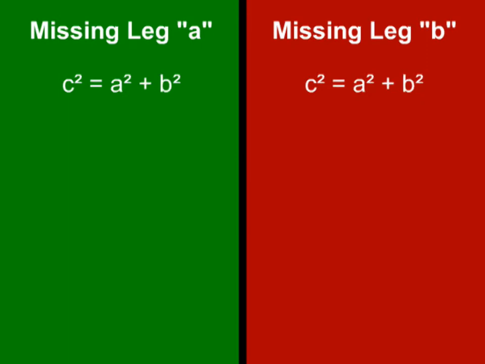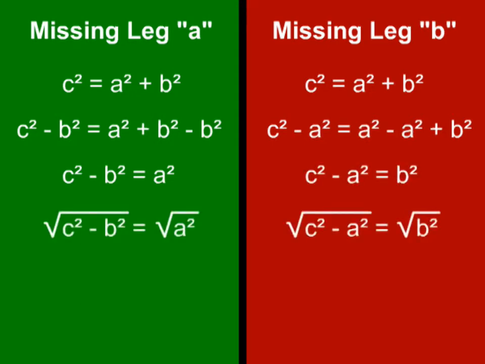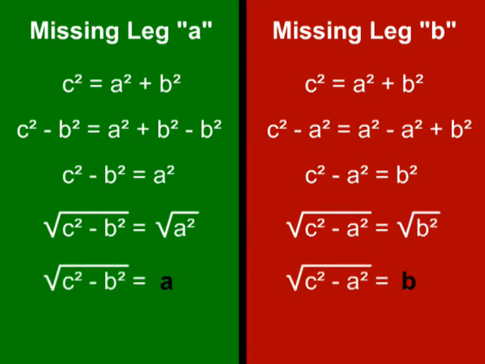b squared. When solving for a, b squared was subtracted from both sides of the equation. The goal was to cancel out plus b squared so that a squared was left alone on one side of the equal sign. Solving for b does the reverse by subtracting a squared in order to cancel plus a squared and isolate b squared. Either way, the next step is to take the square root of both sides of the equation. Taking the square root of a squared term has the effect of stripping off the exponent.